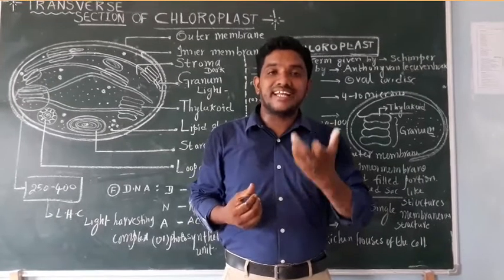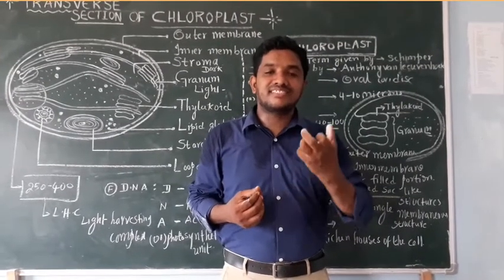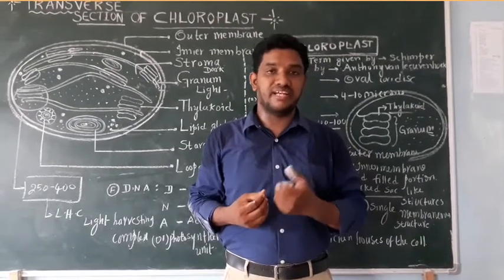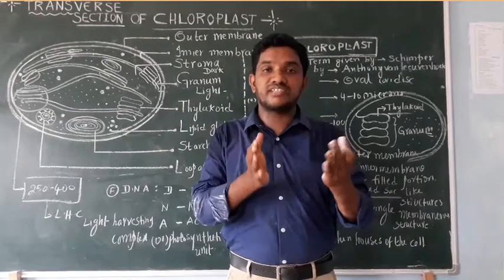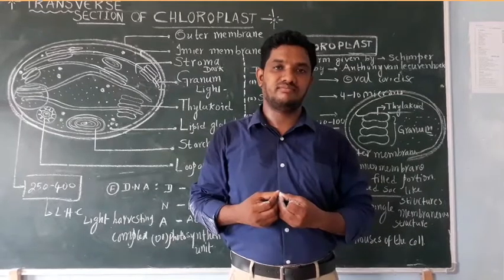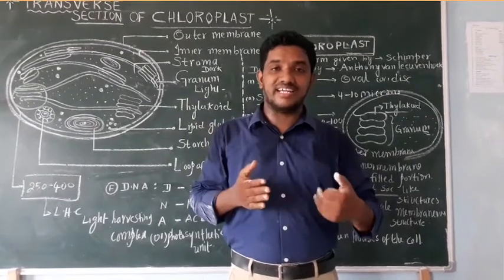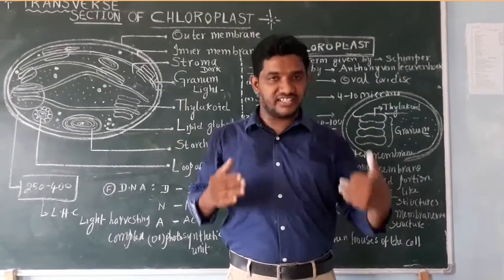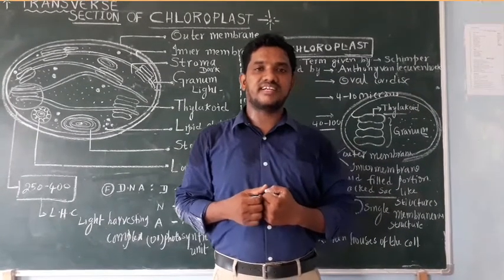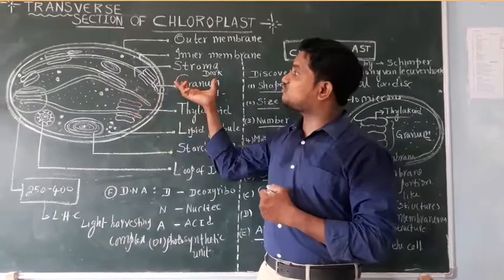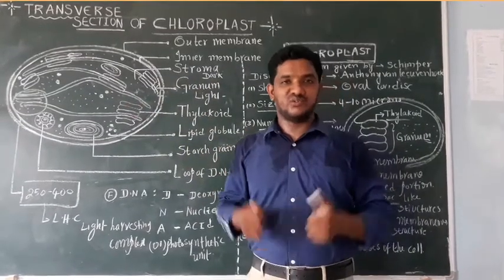Why is blood red in color? Because it contains hemoglobin pigment which gives a red color to the blood, which helps in transportation of oxygen. Whereas chlorophyll contains one atom of magnesium. Okay, this is the concept of transverse section of chloroplast. Thank you very much.